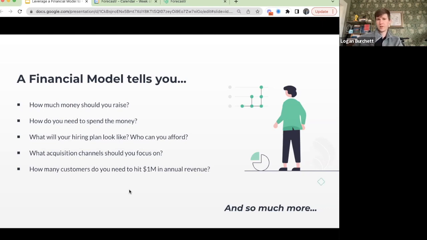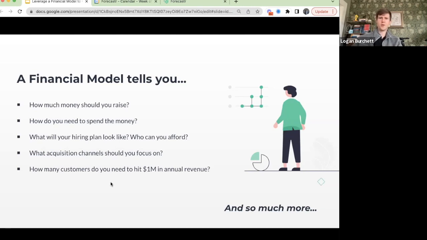What's your hiring plan going to look like, right? Who can you afford? What are you going to be paying them? When are you going to be hiring them? All of that stuff. What are your levers, right? What acquisition channel should you focus on? When people ask, how are you going to go from $1 million to $10 million? Having an articulate way of showing that mathematically is so powerful, all the way down to the individual channels that you use. And then just answering milestone-based questions.